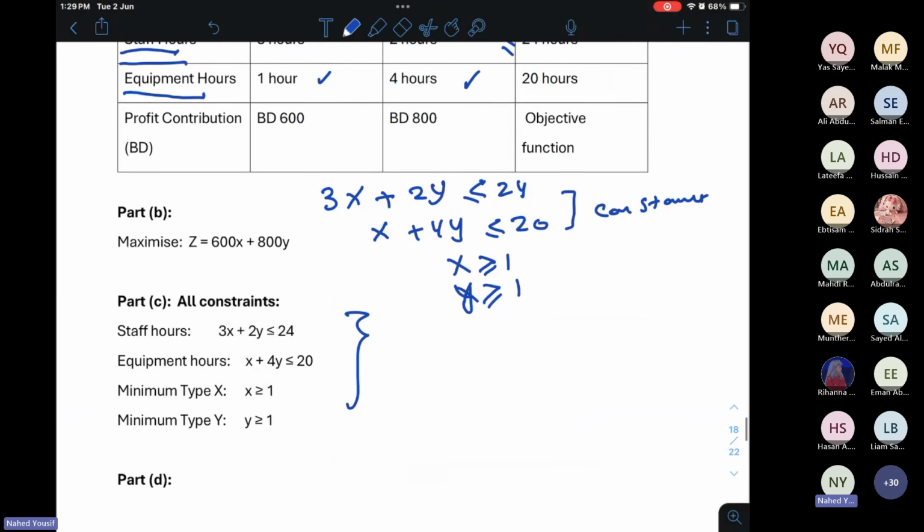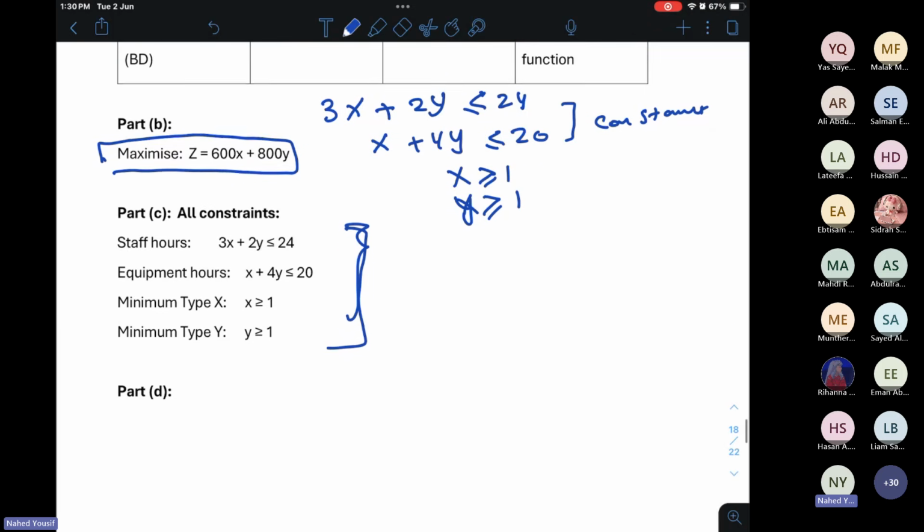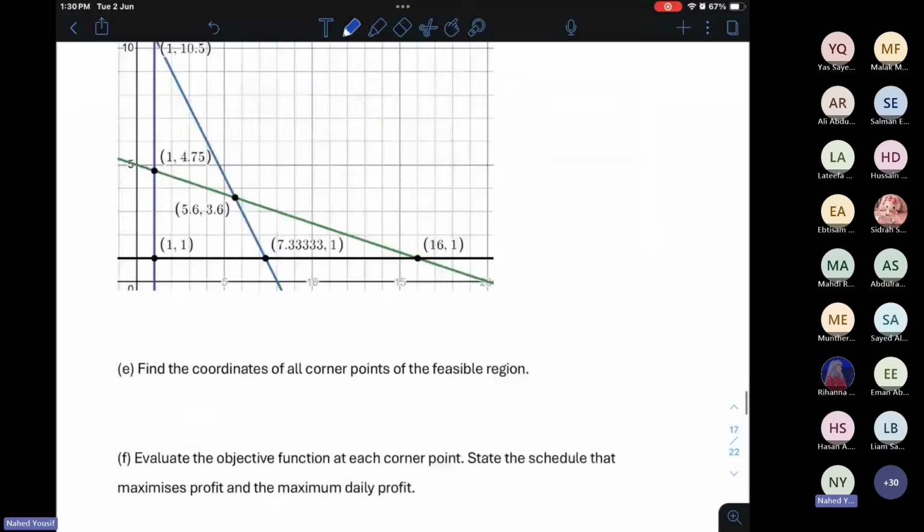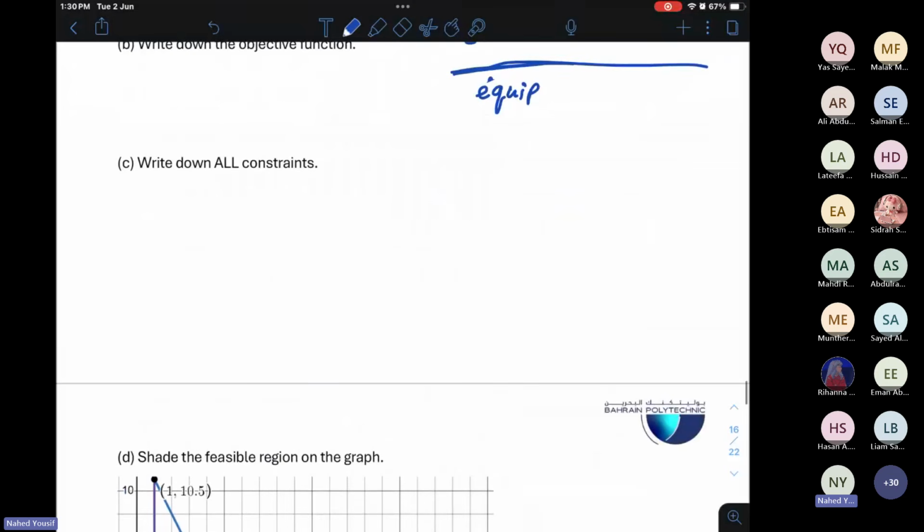So this is the objective function. We want to maximize this one, so we just keep it on one side. And this is what we have to solve, which is the constraint. How to solve them? We have to graph this.